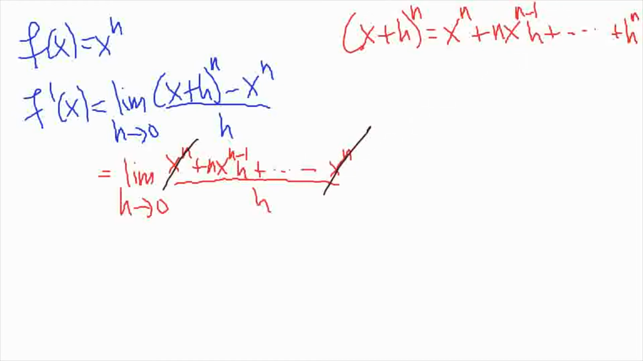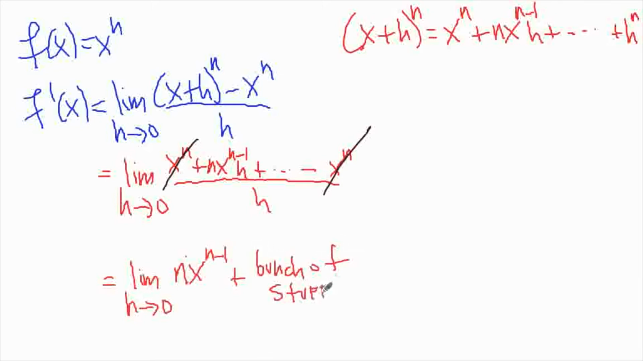The next thing we would do is, because everything has an h in common, we would go ahead and divide the bottom h into everything, so that would give n x to the n minus 1, and the h on that one with the h on the bottom would cancel, plus you would have a bunch of other stuff with h. I won't give you the details, but no matter what n is, you'll have some different bunch of stuff, but each term will have h in it.